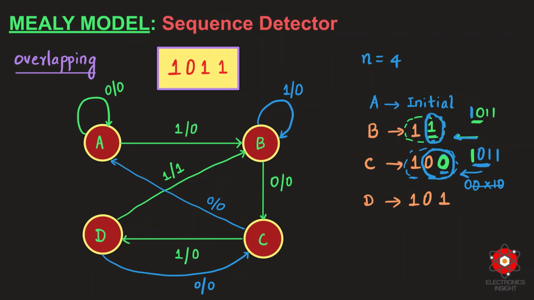But where I will go, I will know where it is satisfying my desired sequence. So I'll go to the initial state to reset, to restart my sequence. Now I will start with 101 because if I get the desired sequence, I have reached D. So now from D, if you get 0 or 1, that analysis we are going to do.